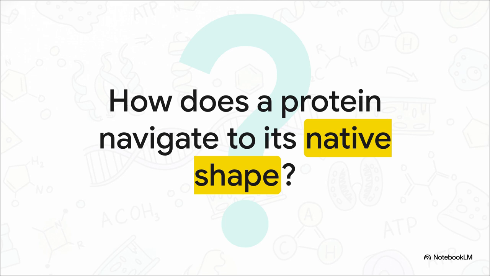The answer lies in molecular chaperones. These are specialized biological machines that shield vulnerable proteins from the chaotic cellular environment. It proves that while the code is definitely in the sequence, sometimes life just needs a little bit of help to find its perfect form.